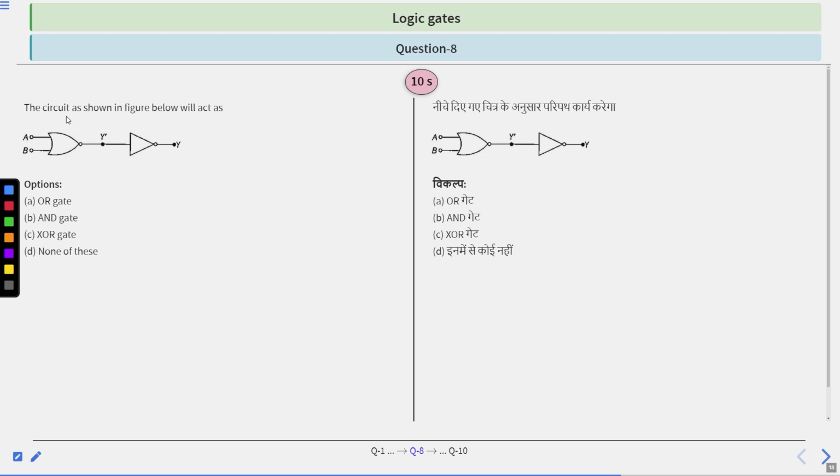Next question. Question 8. The circuit as shown in the figure below will act as what? This is the circuit. This is an AND gate, this is a NOR gate and this is a NOT gate. Clear? So which option is correct? Option A OR gate, option B AND gate, option C XOR gate and option D none of these. So you have 10 seconds to solve this question. After 10 seconds, we will provide the solution of this question.